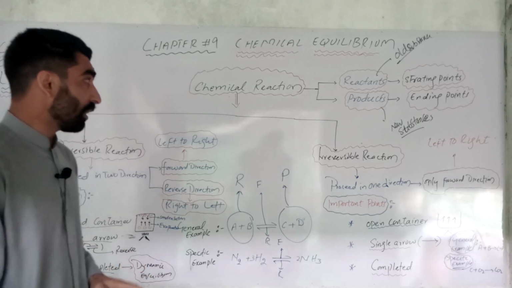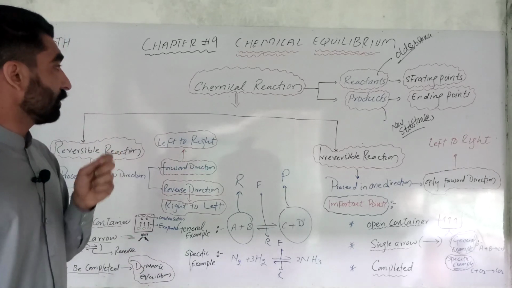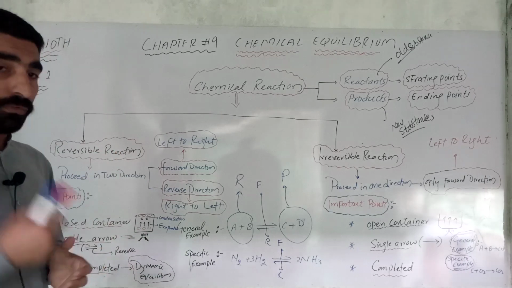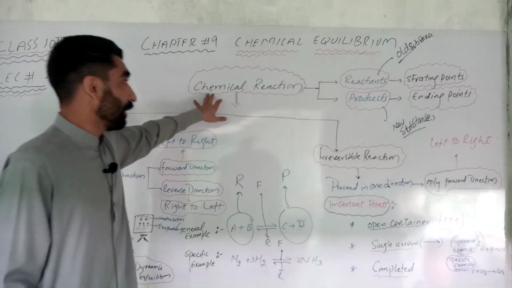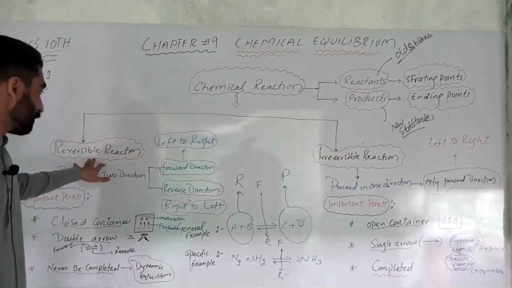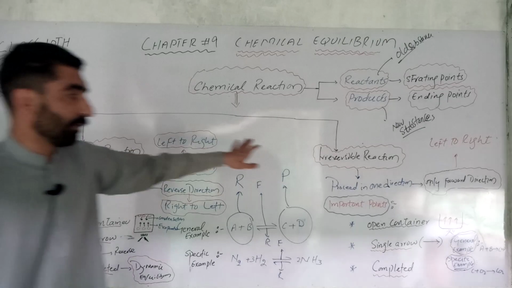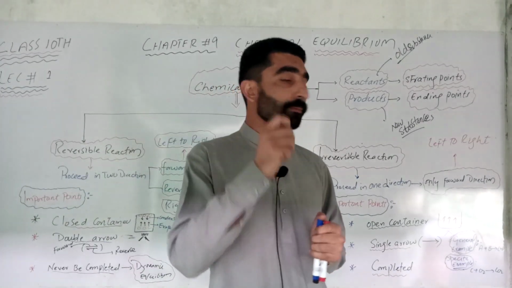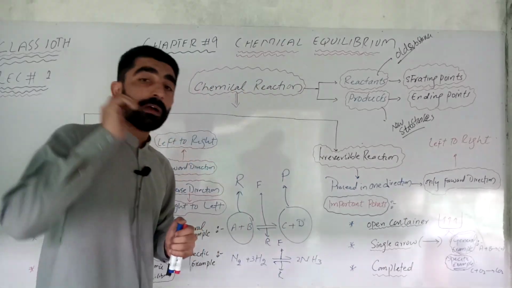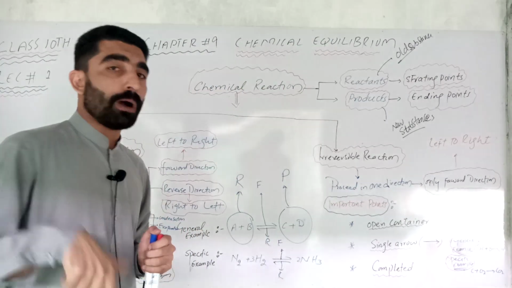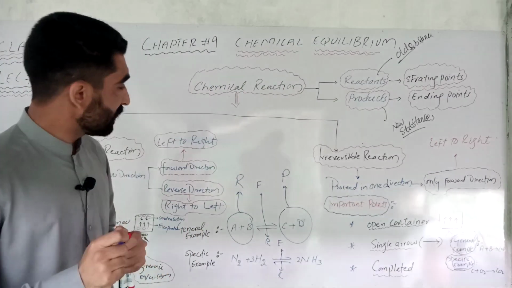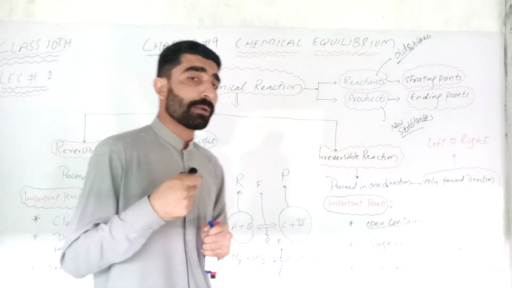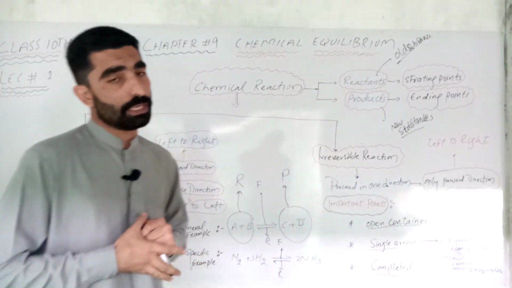So now let's go over all the topics again in one sentence. First is the chemical reaction. Types: first one, reversible reaction; second, irreversible reaction. What is a chemical reaction? A process in which reactants combine to form products, or a process in which new substances are formed from the old substances is called a chemical reaction.